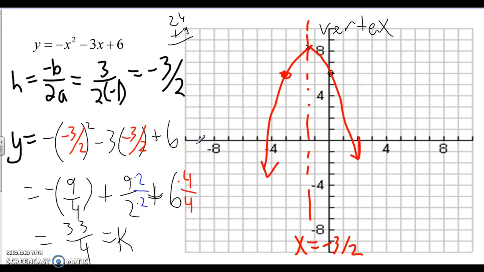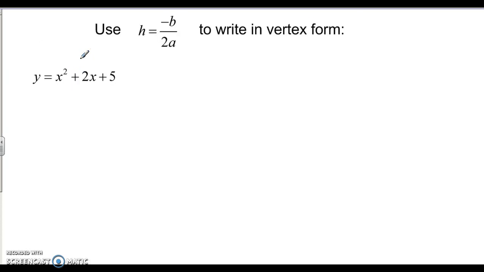The big key here is I want you to be able to find the vertex, h and k, when given standard form. So that's really key. Again, we're just using opposite of b over 2a to plug in and find that in vertex form.